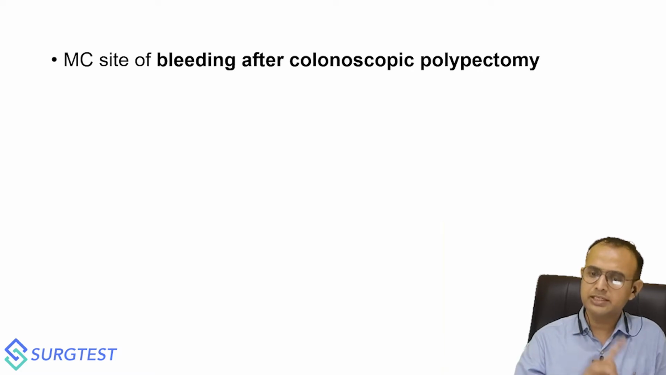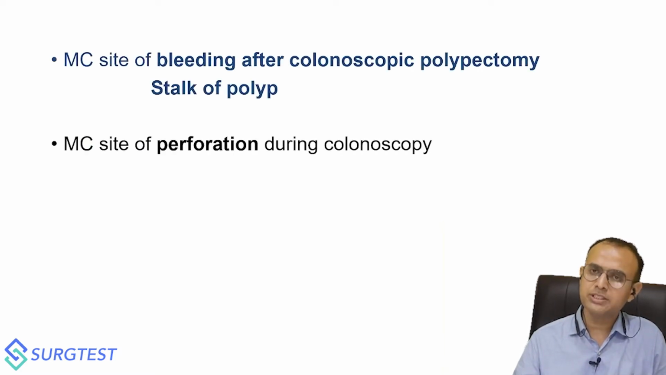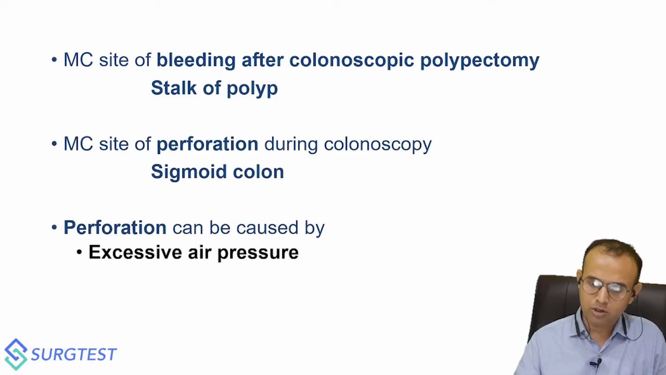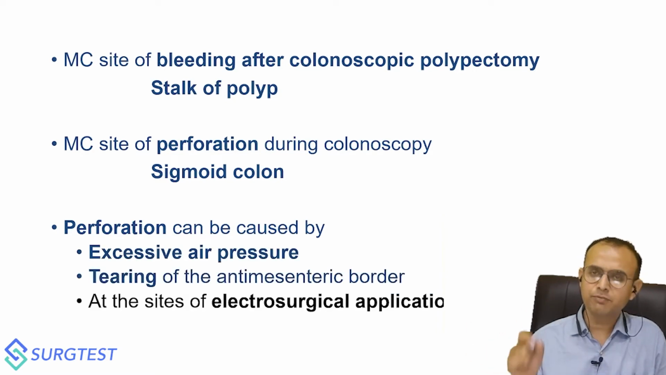The most common bleeding site after colonoscopic polypectomy is the stalk of the polyp. The most common site of perforation in colonoscopy is the sigmoid colon. Perforation can be caused by excessive air pressure, or tearing of the anti-mesenteric border of the colon. At the site of electrocautery application, there may be a perforation. Remember sigmoidoscopic perforation versus colonoscopic perforation.